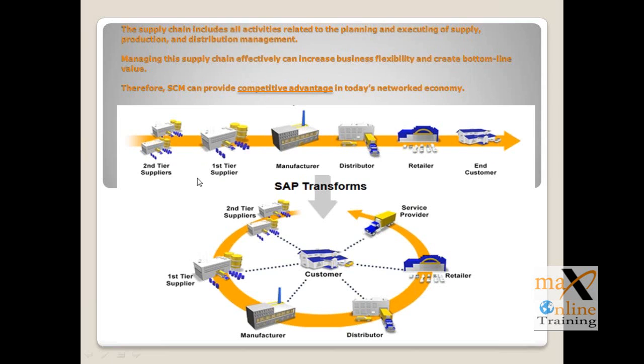And the supply flow: the suppliers or vendors supply the components to the manufacturer, and the manufacturer produces the product and sends it to the distributor, and the distributor sends it to the retailer, and then finally it goes to the end customer. So normally this is the supply flow in supply chain management. Correct? Yeah.